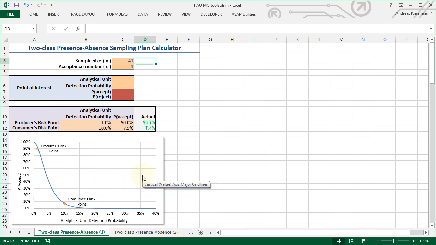It might happen that the producer's risk point at some stage is no longer met, and at this point you would have to increase the acceptance number to 2, and then in turn increase the sample size until both points are met. Of course, as before, you may need to revise either the consumer's or producer's risk point, or possibly both, to achieve a sampling plan that is actually practical.